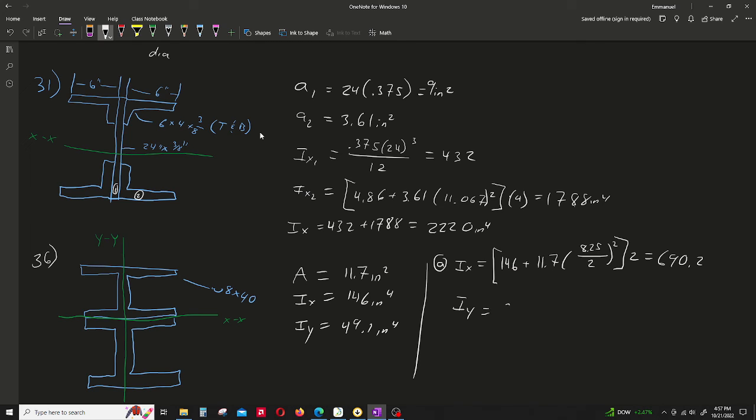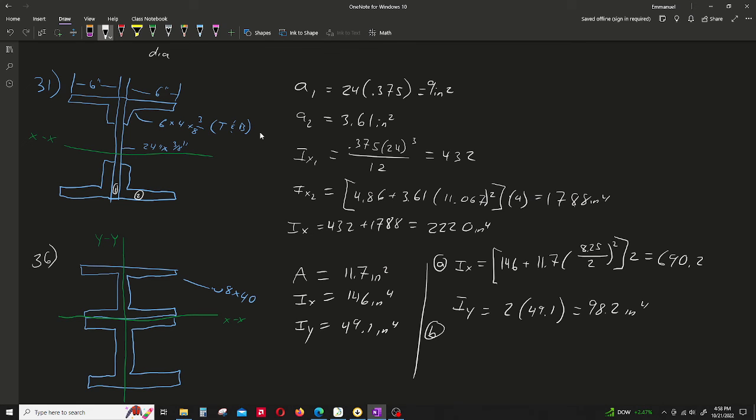Iy is just going to be equal to 2. It's a little bit simpler. 2 times 49.1. And that equals 98.2 inches to the 4th.